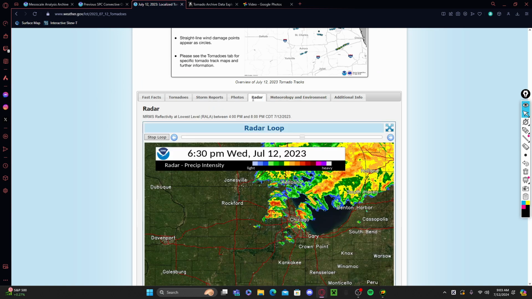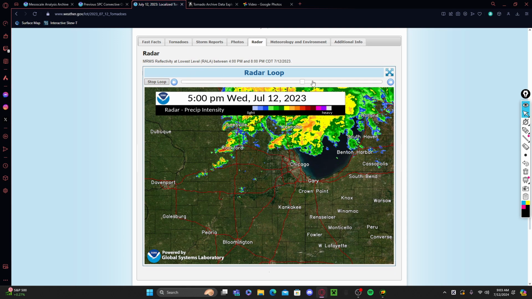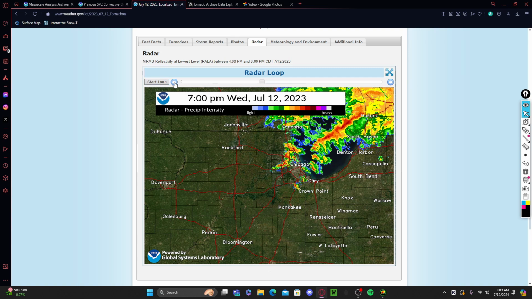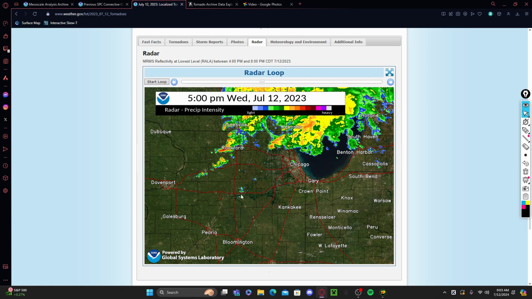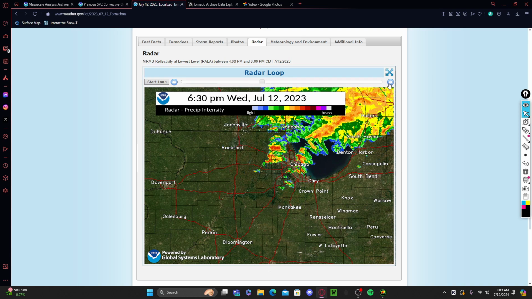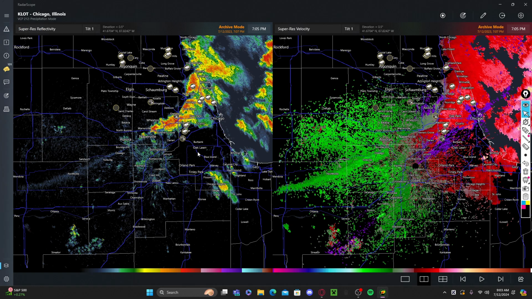Now we're looking at the radar loop. There is a radar loop here, but I personally think it's a little bit less easy to understand. You can go through it. You can see storms fired right there around 5 o'clock right down here, and then move on to the east. But they weren't very easy to look at. So we're going to look at the archive data from RadarScope.